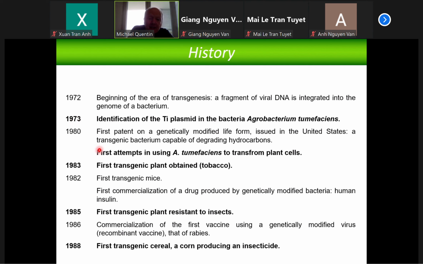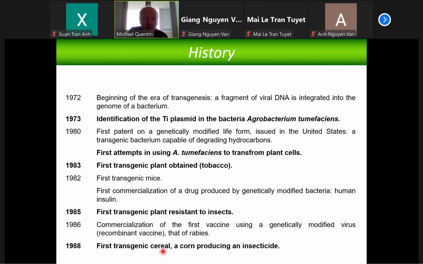In the 80s, we used Agrobacterium tumefaciens to transform plant cells. And the first transgenic plant was obtained in 1983. It was a tobacco plant. The first transgenic plant proven to be resistant to insects was produced in 1985.